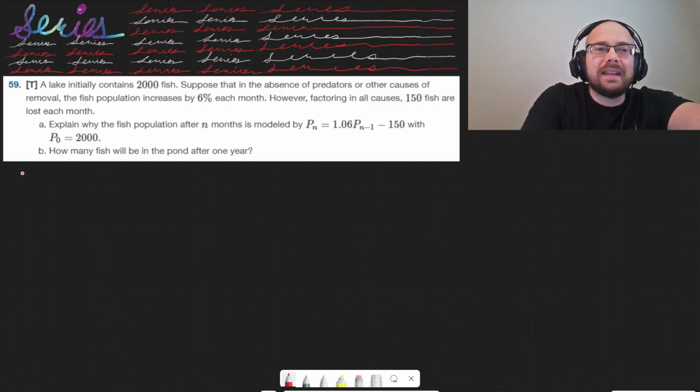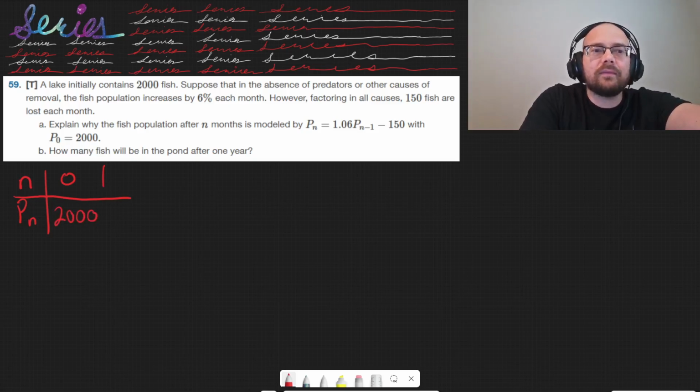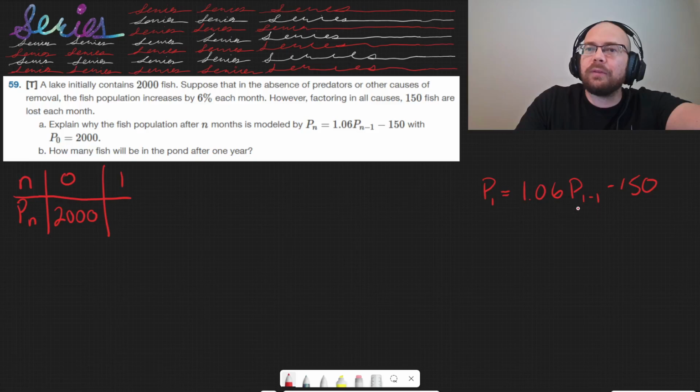So we would say, okay, when n is 0, that's our initial amount. P sub 0 is 2,000. They told us that. Right? But what about when it's 1? Well, we would say that p sub 1 is equal to 1.06 times p sub 1 minus 1, aka p sub 0, minus 150.